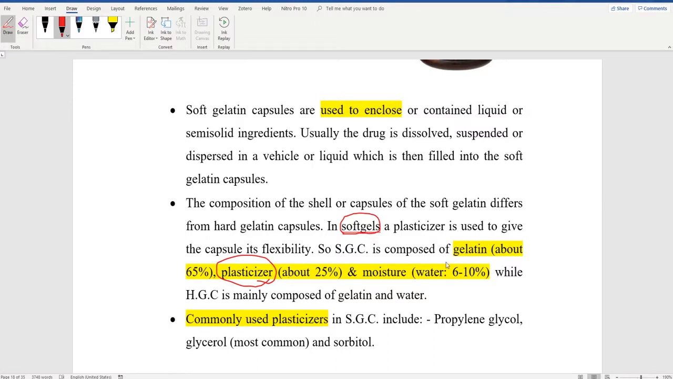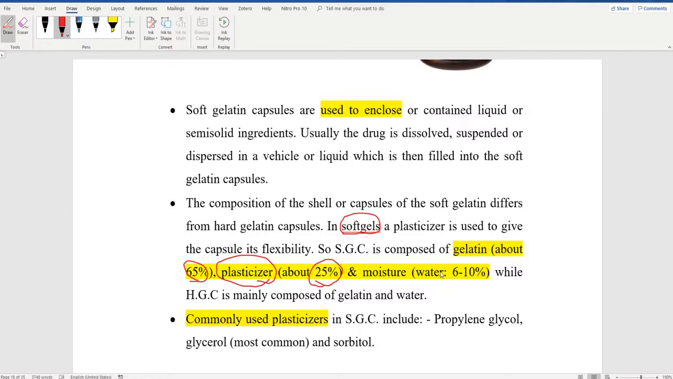Look. Number one, gelatin. In hard gelatin capsules it's about 80 to 85%. In soft gelatin capsules it's about 65%. Plasticizer is not present in hard gelatin capsules. In soft gelatin capsules it is present at about 25%. Now water, pay attention to this point. The water in hard gelatin capsules is from 13 to 16% w/w. Here the water is less.